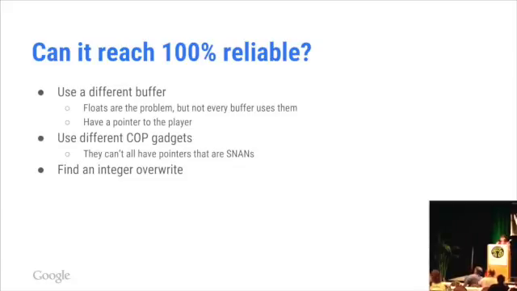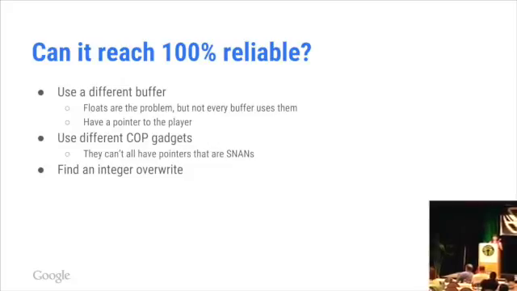Another option would be to have a set of different gadgets, because it only fails when the pointer is an SNAN. But if you had enough gadgets, you could say, well, mathematically, they all can't possibly be SNANs at once. And then that might be a way around the problem. Another way would be if I could find a way to write an integer into that float array, maybe using a pointer to a different object.